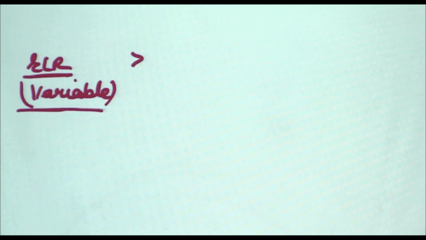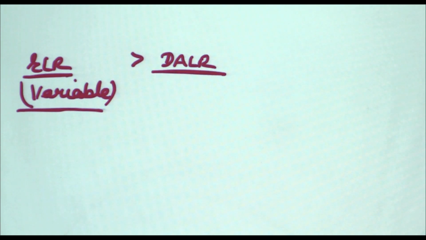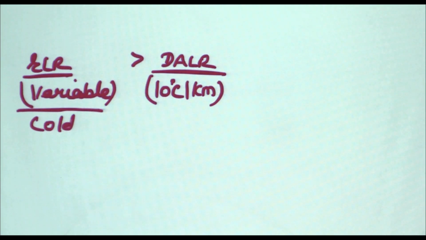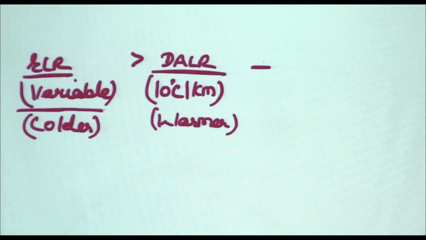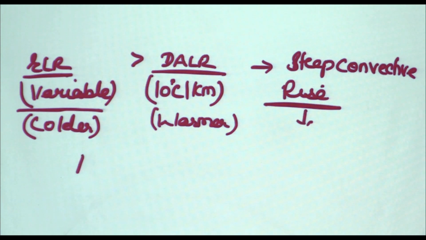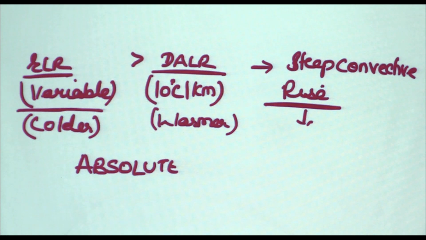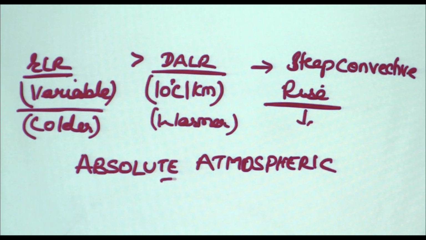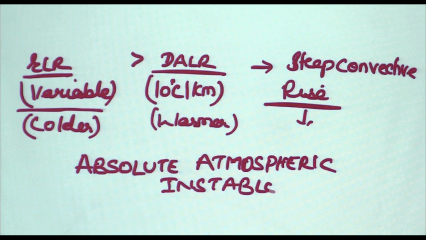If environmental lapse rate is more than dry adiabatic lapse rate, what is dry adiabatic lapse rate? Steeper. What does that mean? The surrounding will be colder and the rising air column will be warmer. And such a warm air column will experience steep convective rise, leading to absolute atmospheric unstable conditions. And basically it is this absolute unstable condition with which we correlate tropical cyclone.